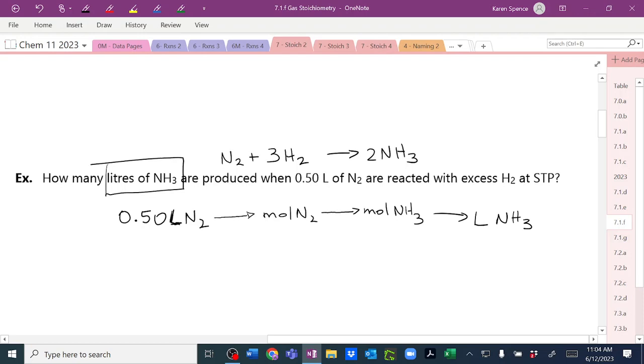Now, I would like you to tell your partners what are the conversion factors for each of these steps. Step number 1, step number 2, step number 3. And feel free to refer to that sheet that I just gave you today if you can't remember. And these are gases at STP.